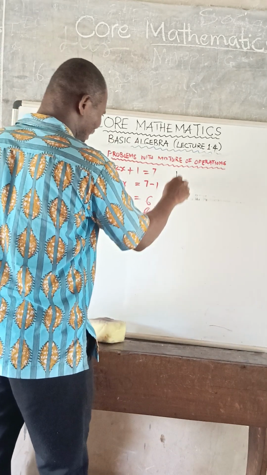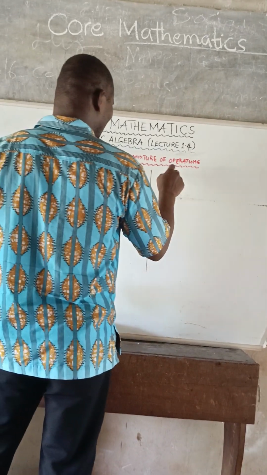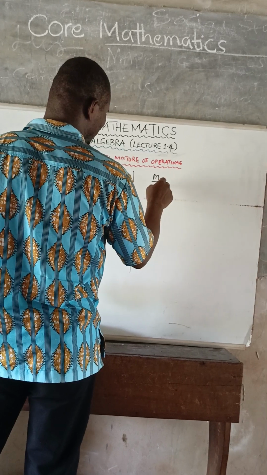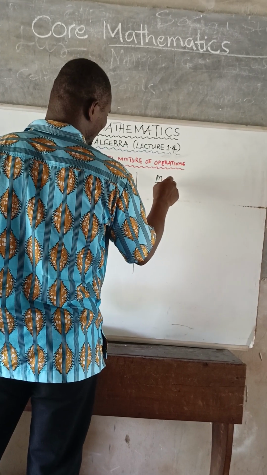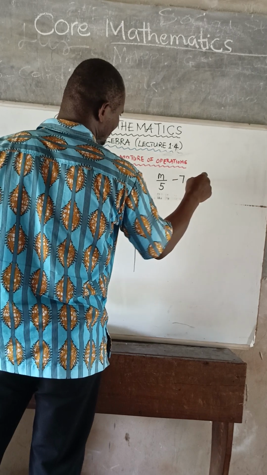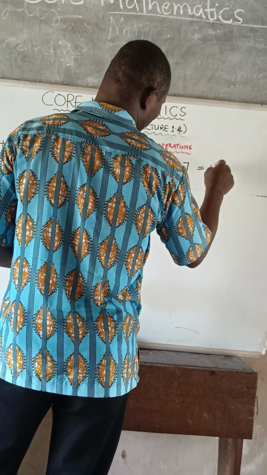Let's bring another problem around and see for ourselves. Let's say we have m over 5 minus 7 equals 13.